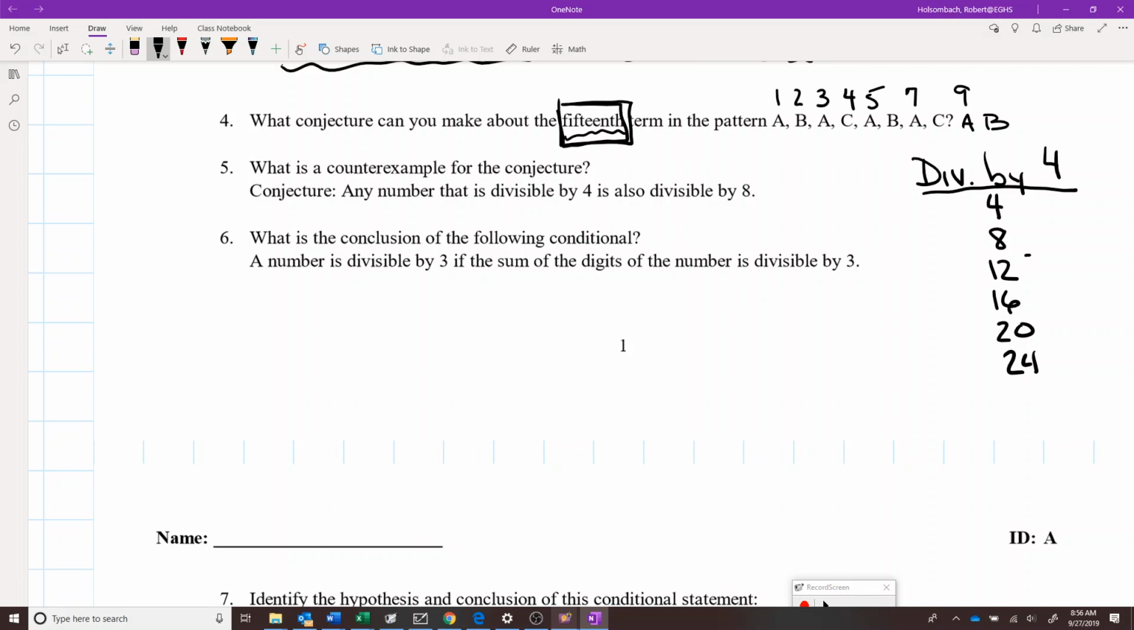Well, 12 is divisible by 4, isn't it? But is it divisible by 8? 8 does not go into 12. There's your counterexample. Counterexample, the number 12. Okay? The number 20 is another counterexample. All right? 20 shows that that statement is false.